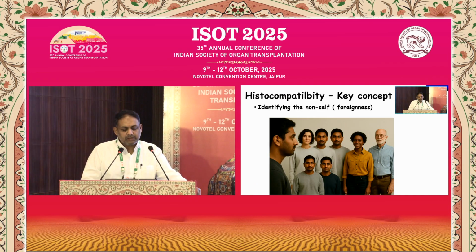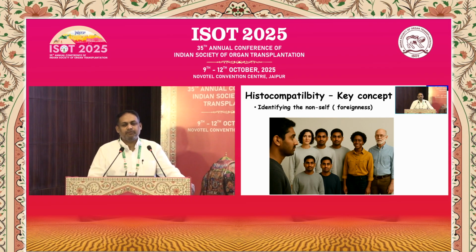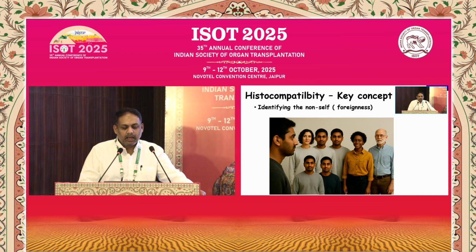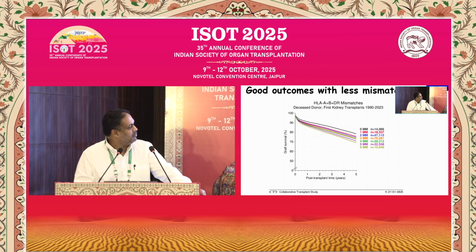So basically, when it comes to histocompatibility, the fundamental thing is identifying the non-self. From the HLA standpoint, the recipient looks at the donor and looks at what's foreign, what's mismatched. And there are these historical graphs, which have been updating, showing the same trend: increased antigen mismatches lead to inferior outcome.